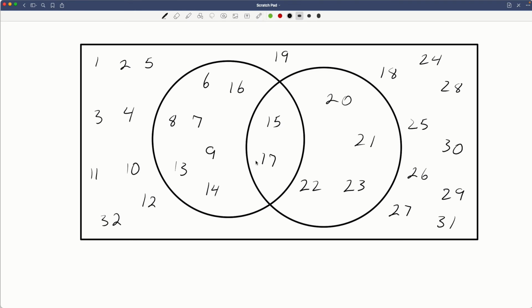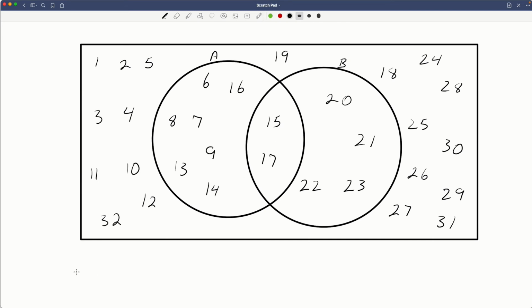In this diagram, we've designated set A here. This is set A, and we've designated set B as this circle, right? So we have the numbers 15 and 17. We can see they are members of both set A and set B. So these numbers are the intersection of sets A and B.